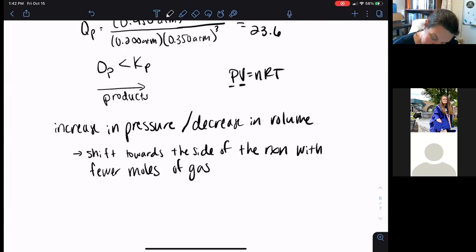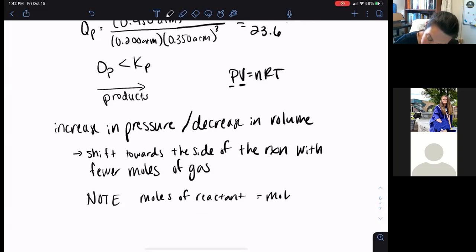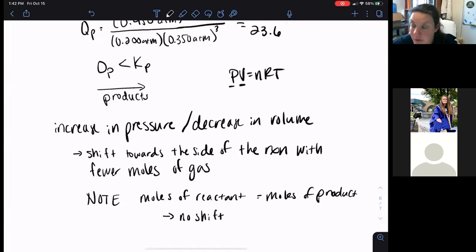As a note, if the moles of reactant are equivalent to the moles of product, there'll be no shift. There'll be no appreciable shift in this because both sides have the same pressure.